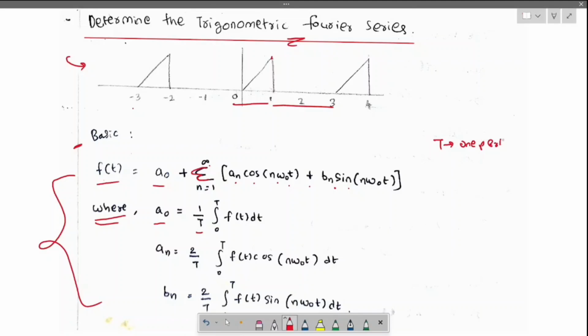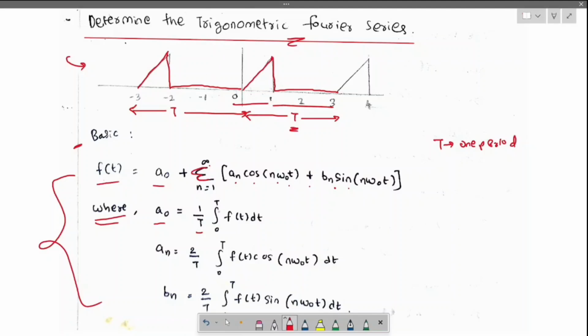One period means, see here, this is a commonly repeating graph, right? From here to here it is the same, from here to here it is the same. This is known as 1 period of time, a commonly repeating graph in a time period, which is known as T, and it is nothing but a periodic signal. I have given the idea to you.